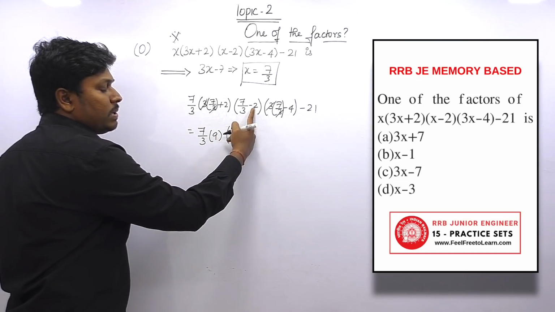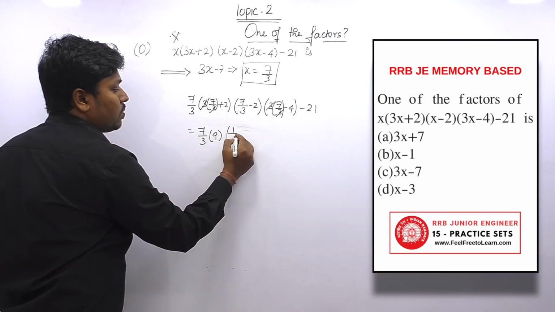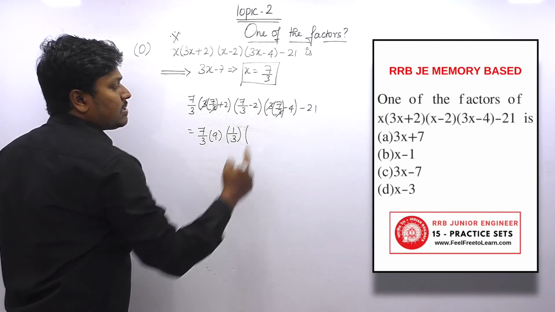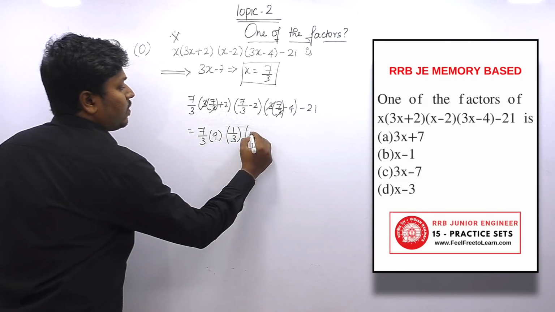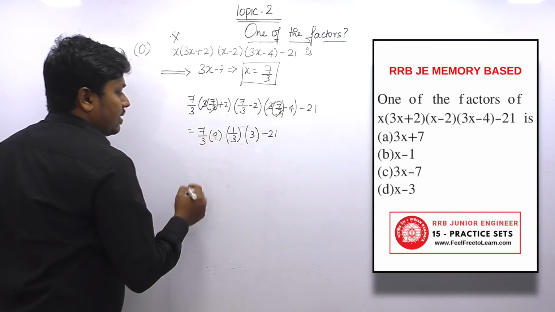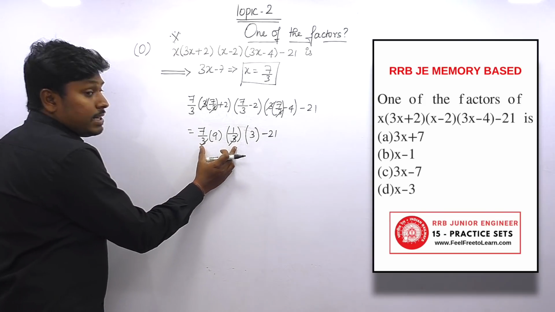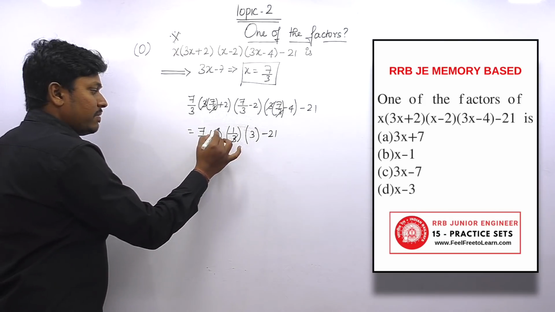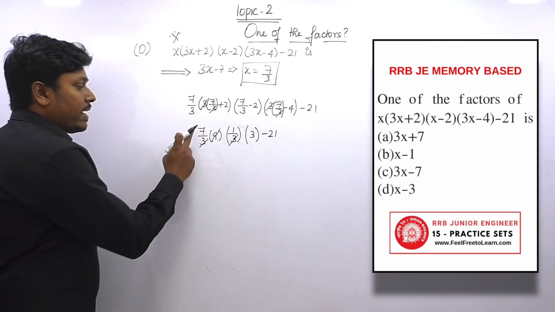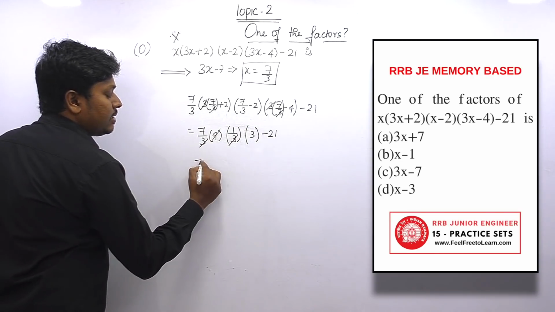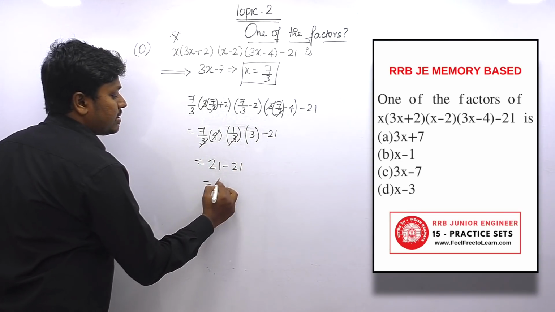This will be 3 into 2 will be 6. 7 minus 6 will be 1. So 1 divided by 3. And here 7 minus 4. So 7 minus 4 will be 3 minus 21. Listen carefully, I think we can cancel this. 3 and 3 will be 9. Both the 3's are in denominator. So 3 into 3 will be 9. So we can cancel the numerator 9. So finally in the numerator we have 7 and 3. That is 21 minus 21 is equal to 0.